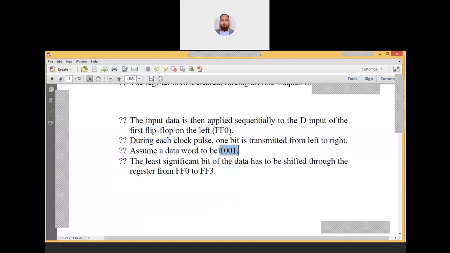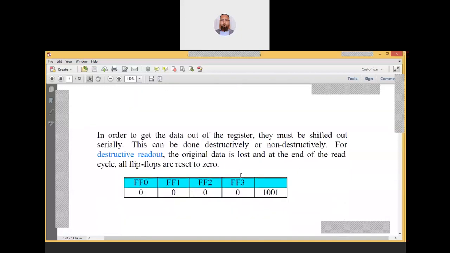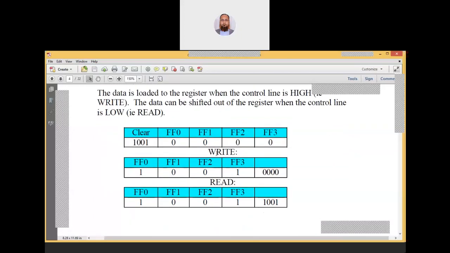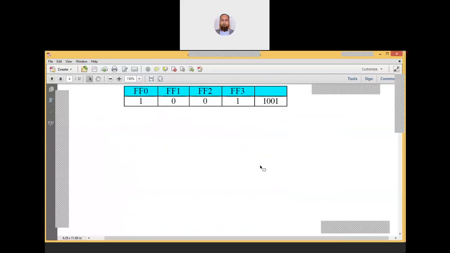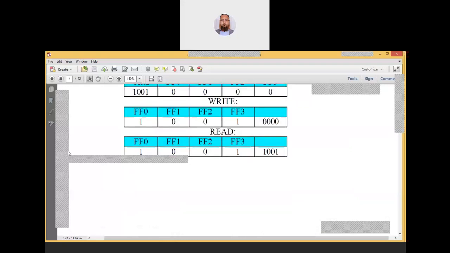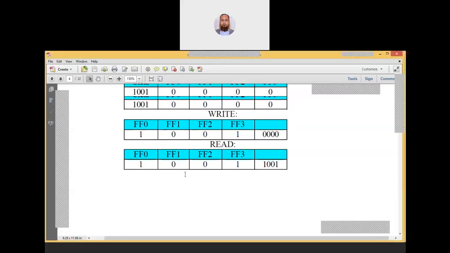If I give you a different data input and ask you to show all the states, how the data moves within this register, then you should be able to show it. It has been shown here. Another method that we can use to show the data is in the form of a table. Let me show you that.